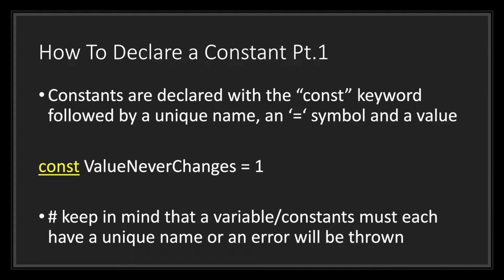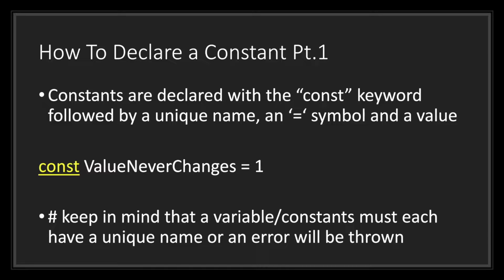In GDScript, constants are declared with the keyword const, spelled C-O-N-S-T, followed by a unique name, an equal sign symbol, and a value. All of these are required. You cannot assign an empty constant. You cannot have a constant without an assigned value. The only thing separating a variable from a constant is the keyword. Everything else is exactly the same.